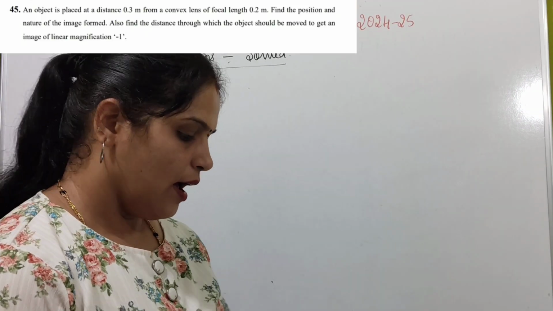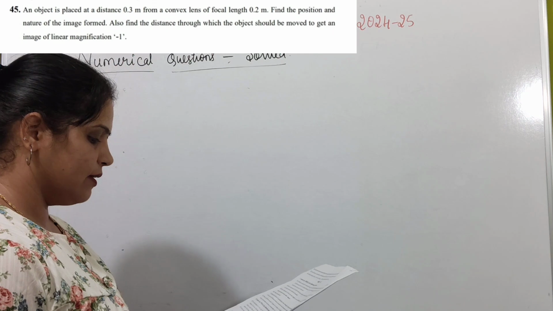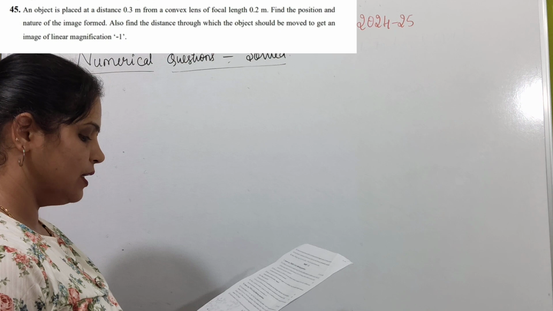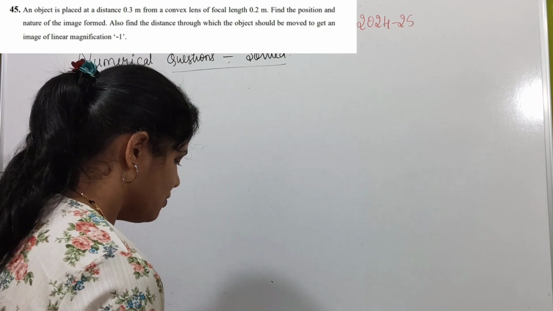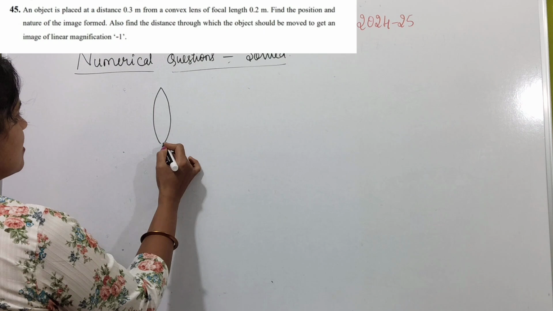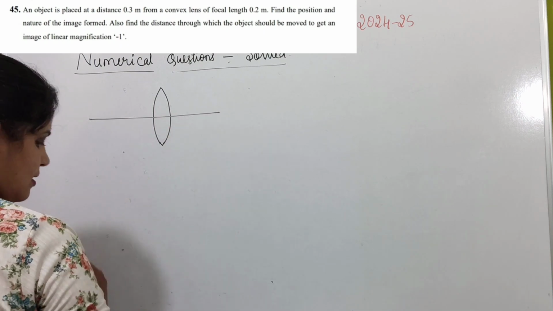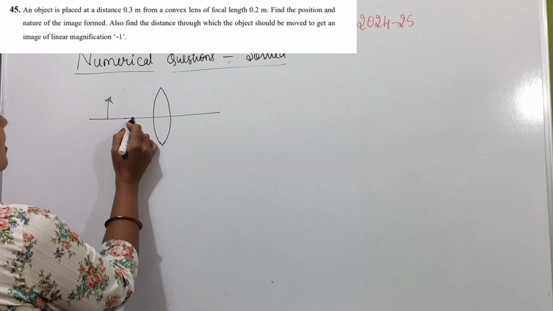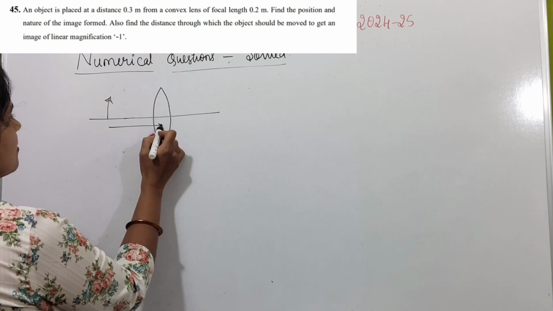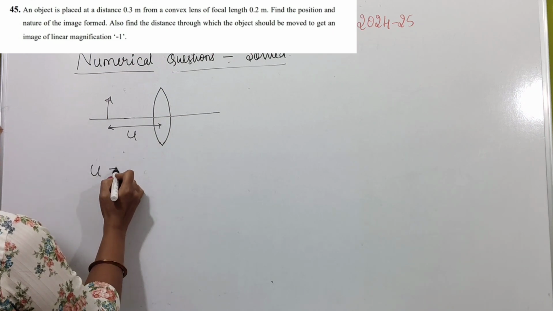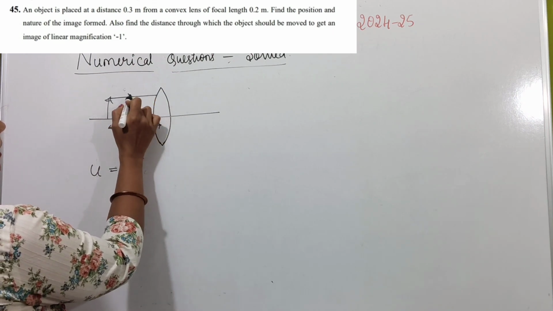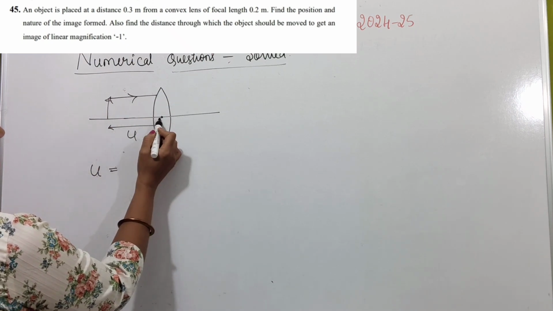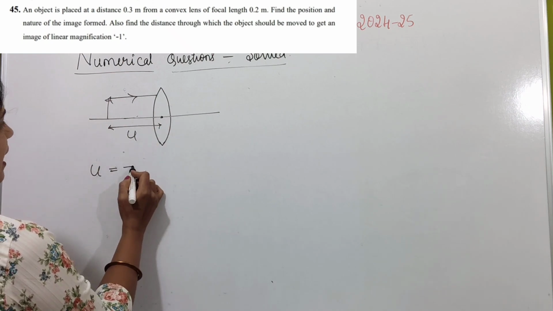The next question is, an object is placed at a distance 0.3 meter from a convex lens of focal length 0.2 meter. Find the position and nature of the image formed. Here we have one convex lens, and an object is placed at a distance 0.3 meter, U. In the convex lens, this will be the direction of incident ray, and we measure the distance in the opposite direction, that's why U is minus.